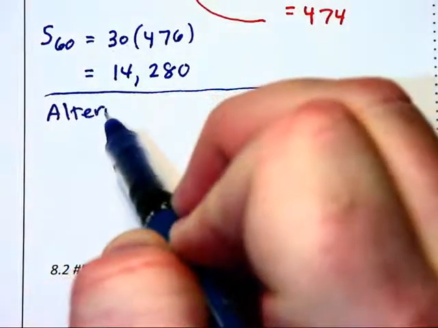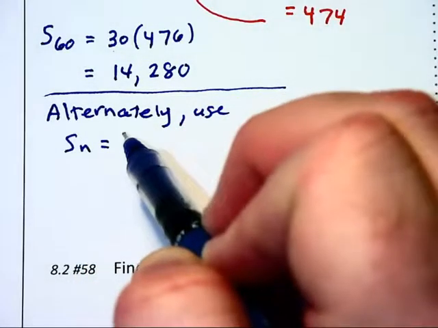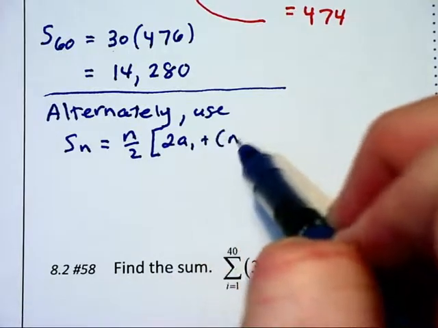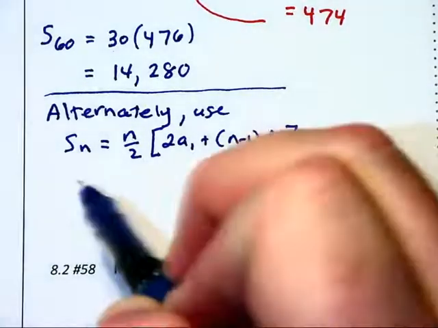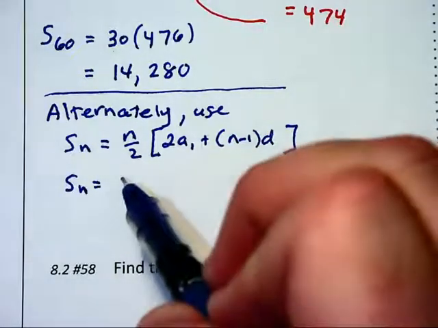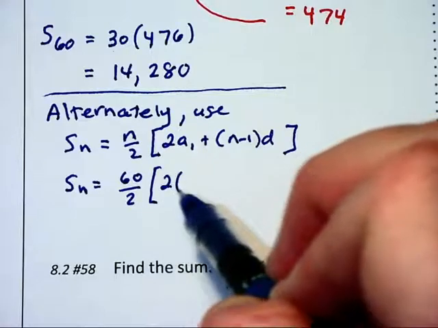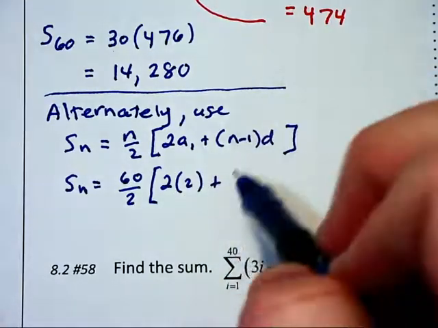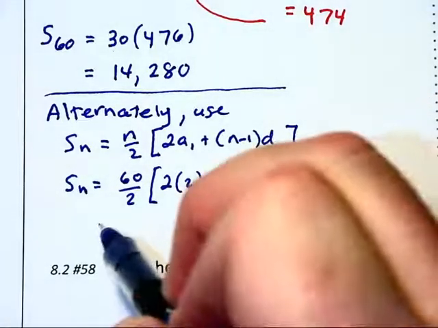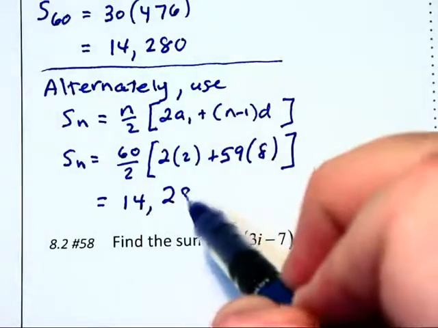Now, alternately, if we didn't want to do that as a two-step process, we could have used the second formula. So let me write this. Alternately, S sub n equals n over 2 times 2a1 plus n minus 1 d. That way we can go straight from the beginning to our grand total. This will be 60 over 2, 2 times our first term of 2, plus 59 of those 8s. And if you evaluate that, you will find that we get the same total, 14,280.